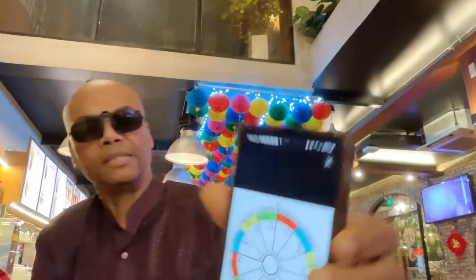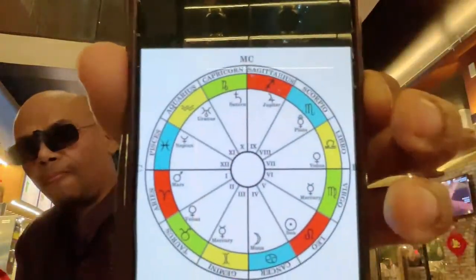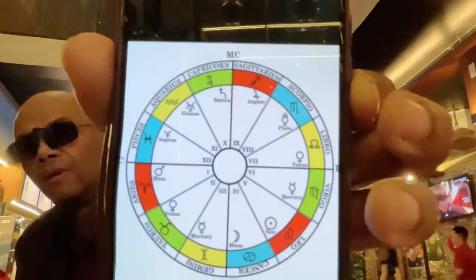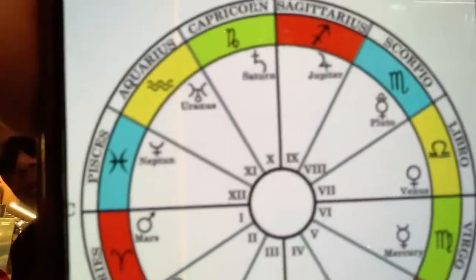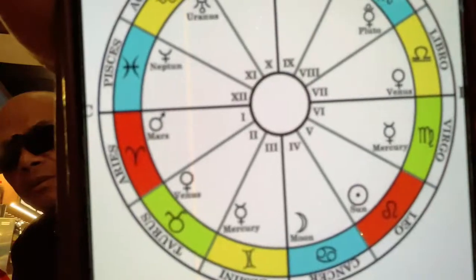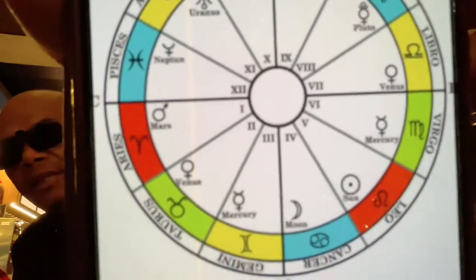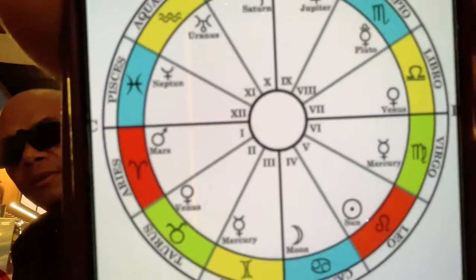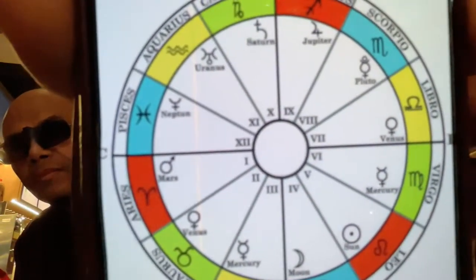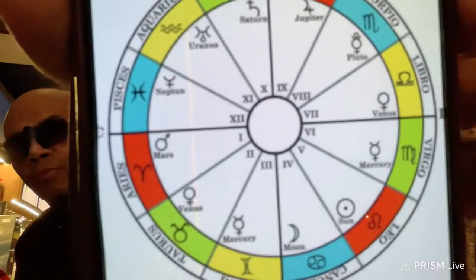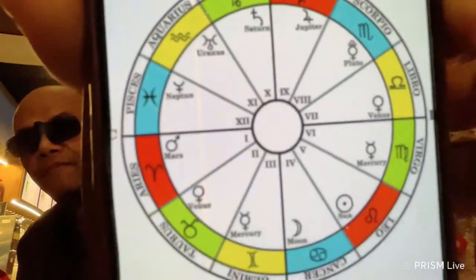All right, y'all. So y'all see this? You see the Roman numerals? That represents the houses. So of course, the circle in the middle would be the S-U-N, sun, in the middle. Okay. The Roman numerals 1, 2, 3 going counterclockwise. So we're in the 4th house.